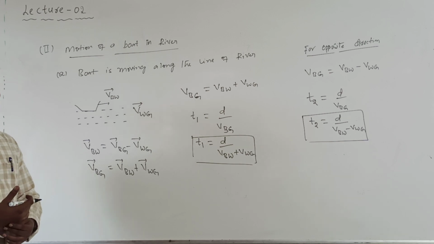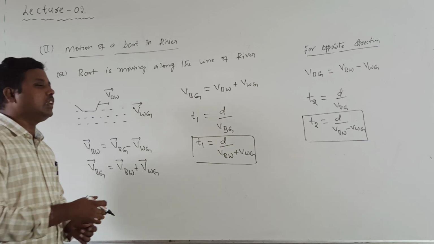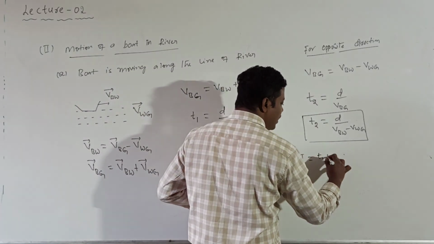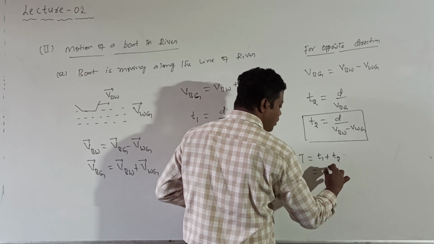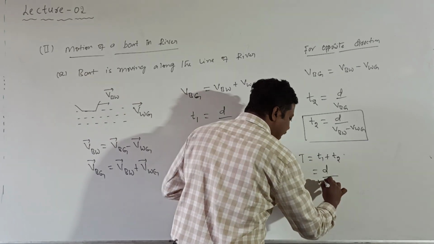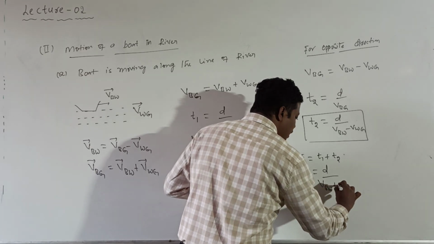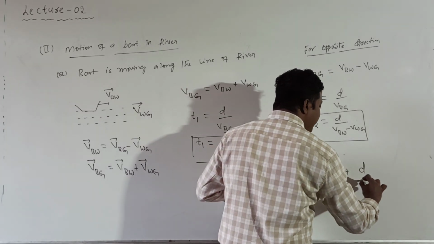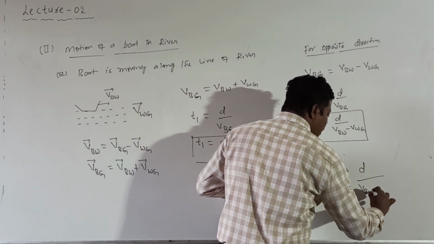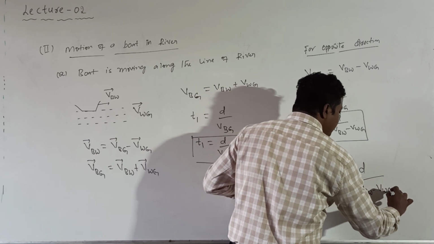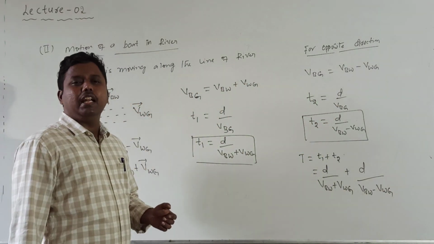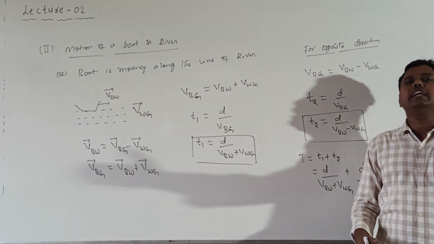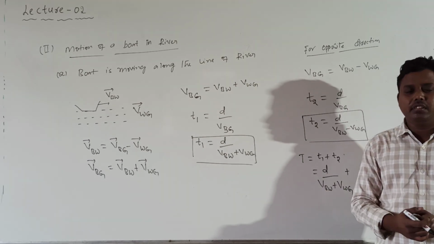So for example, a boat travels a distance d along the direction of river flow, then comes back along the direction opposite to river flow. What is the total time taken if they ask? The total time T is equal to T1 plus T2. T1 is d divided by VBW plus VWG, plus d divided by VBW minus VWG. You will get such questions: calculation of the total time taken to go along the direction of river flow and come back.